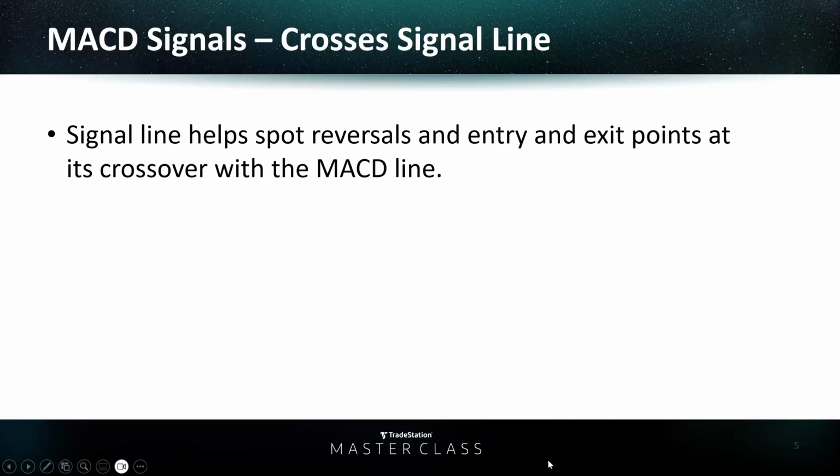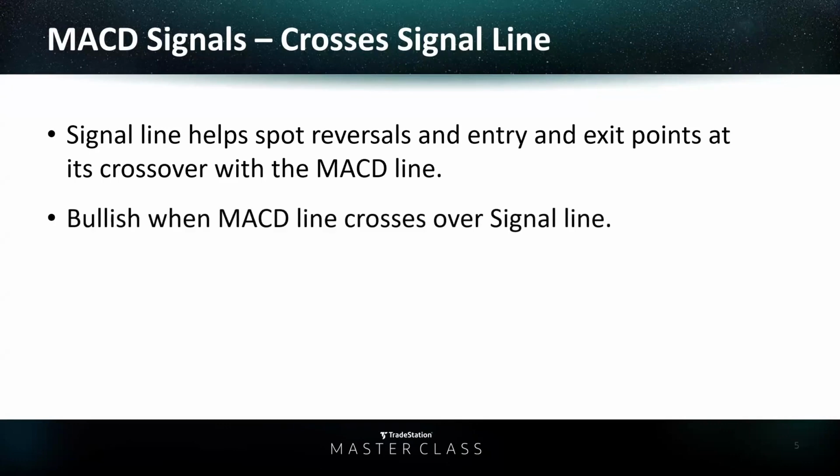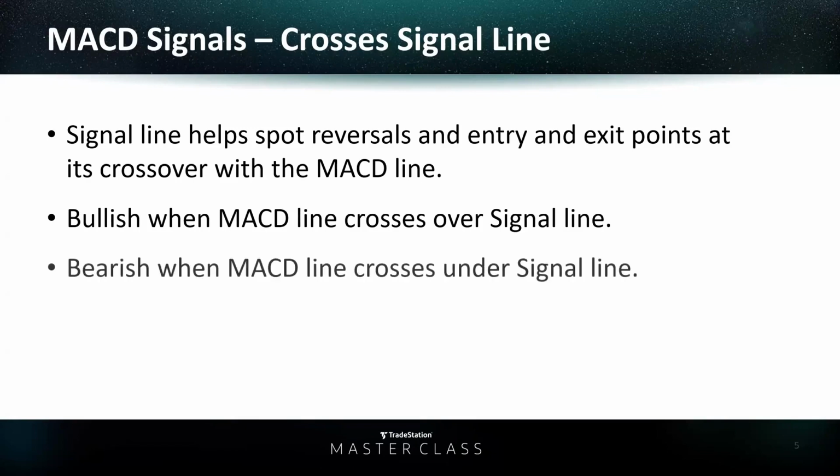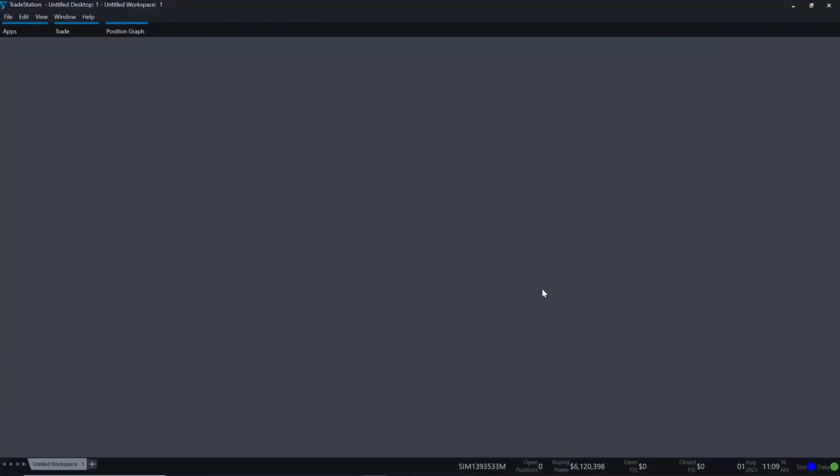Whenever those two lines cross, which are the two visible lines of the MACD, that's when you get a bullish signal, when the MACD crosses over the signal line, and you get a bearish signal when the MACD line crosses under the signal line. Let me go over here to the TradeStation platform so that we can give you a visual of what we're talking about.